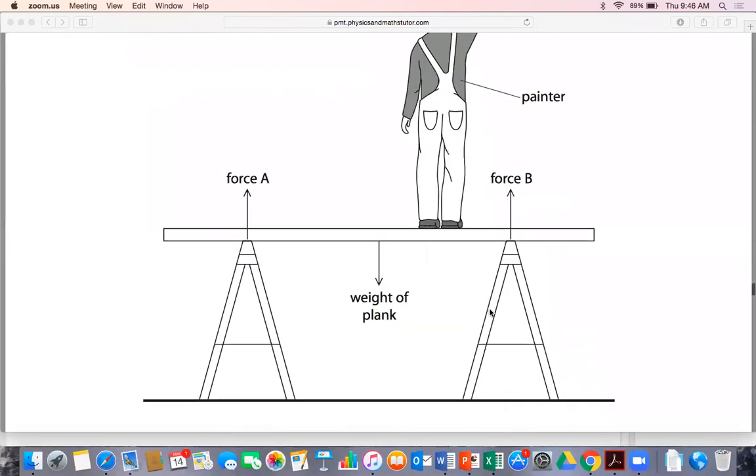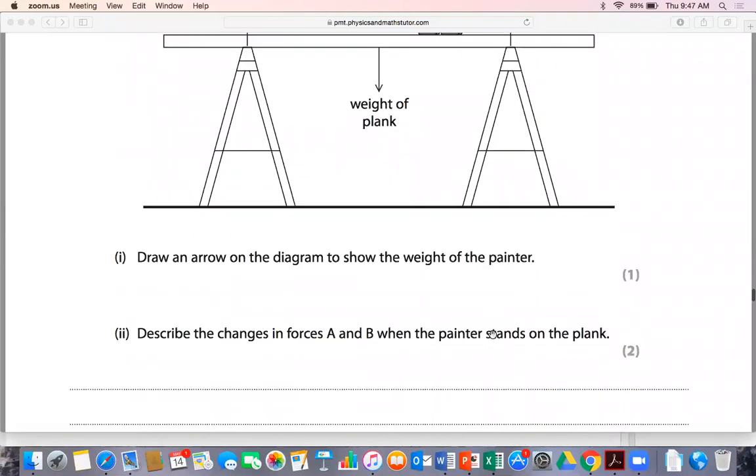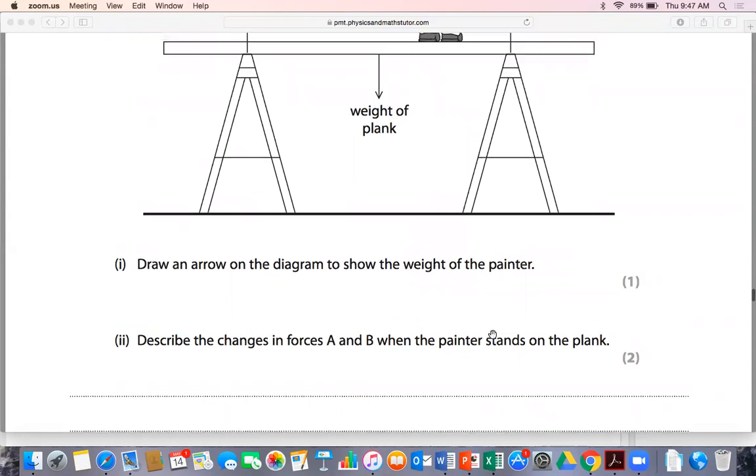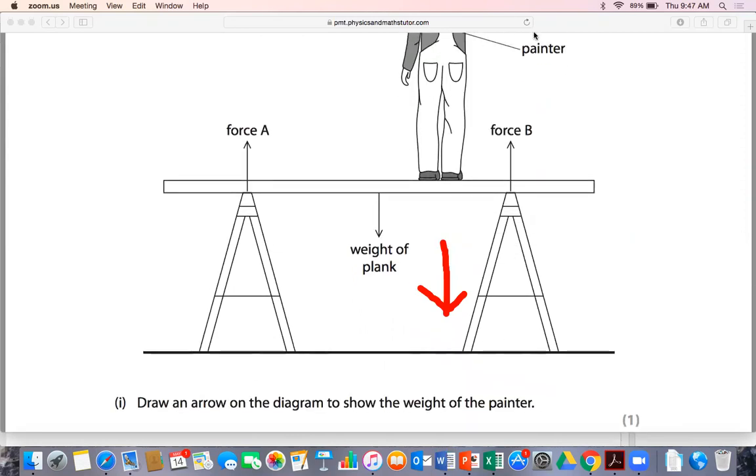Okay, the painter stands on the plank as shown. He stands on this side. The center of gravity is here in the middle. He's standing on this side. Draw an arrow on the diagram to show the weight of the painter. Can you scroll up? Here. Yes, correct. A very thick line. That is the weight of the painter.